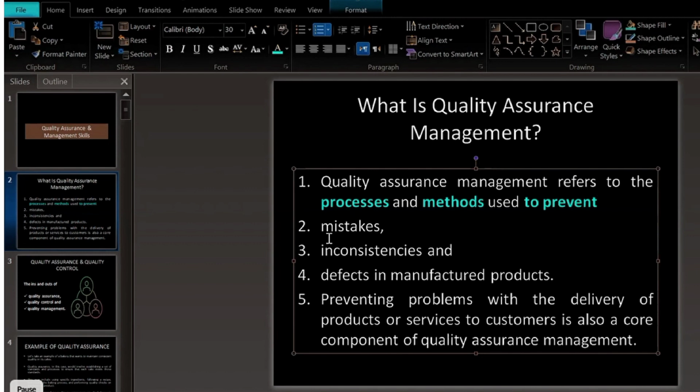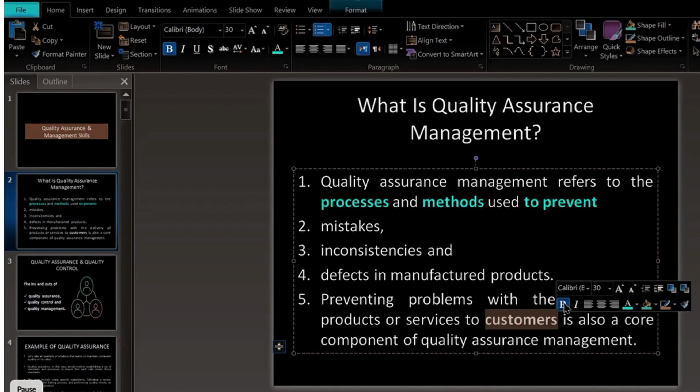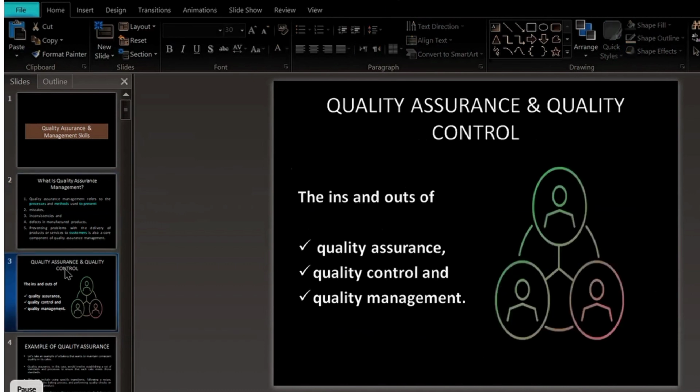Now, preventing problems with the delivery of products or services to customers is also a core component of quality assurance, because ultimately customers are important. They are the ones for whom we are actually there. So we just cannot ignore them. So it's a process, method, prevention, and the whole purpose of the cycle is customer satisfaction at the end of the day.